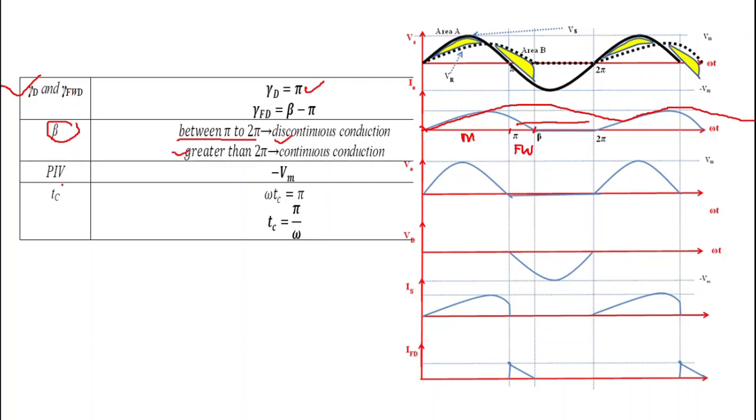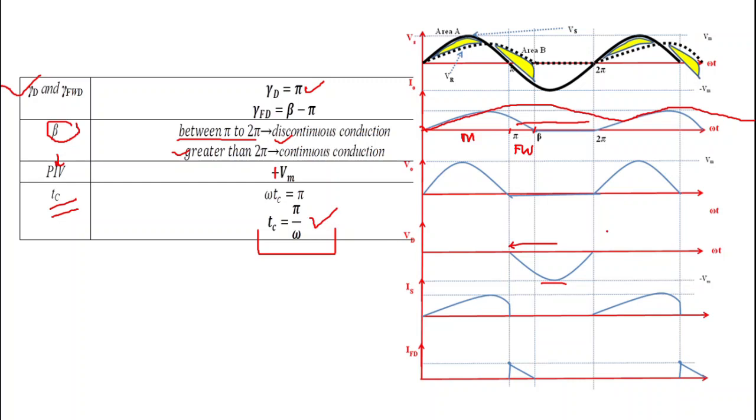Now what is the peak inverse voltage? Here we can clearly see that peak inverse voltage is equal to Vm. This is plus because the negative sign is included in the term inverse. So peak inverse voltage is plus Vm. Now we have to calculate the circuit turn off time Tc. We know that this diode is reverse biased for this angle pi. So we can put omega Tc equal to pi, and we get Tc equal to pi by omega. So circuit turn off time is pi by omega.